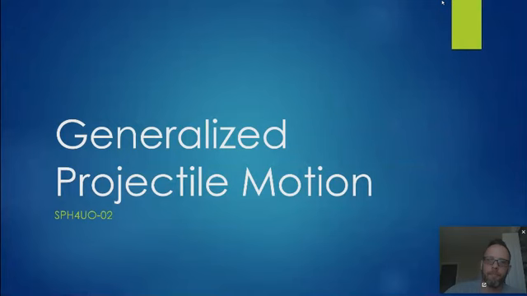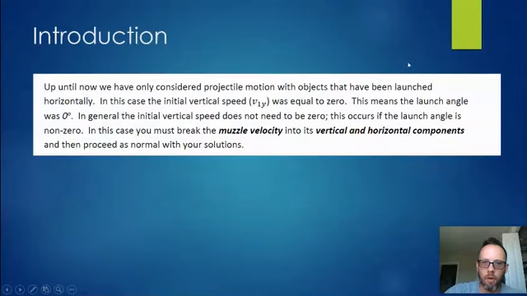So what have we done so far? Right now we've considered projectiles where they've been launched horizontally and the vertical speed v1y was 0. So the launch angle was 0 degrees. In general, obviously, this doesn't need to be 0.